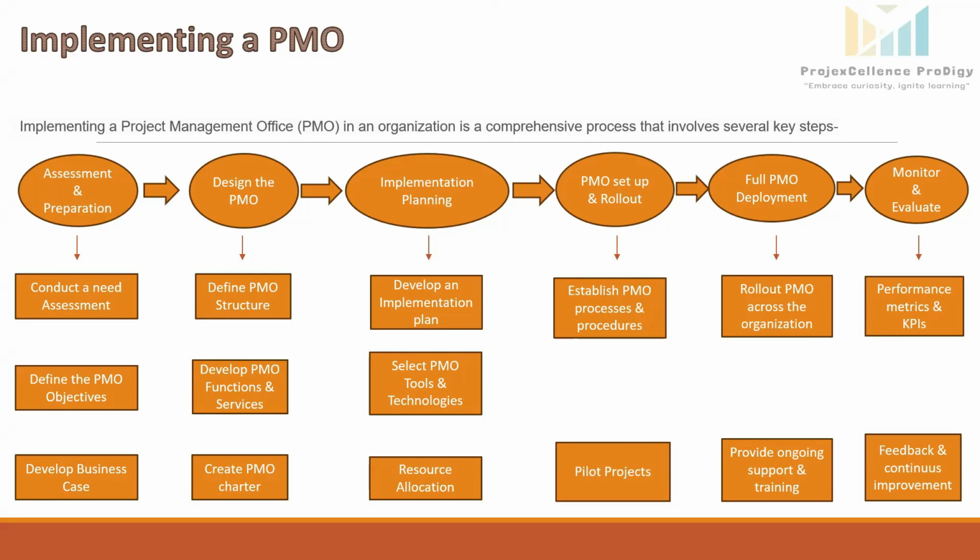So implementing a PMO is a strategic initiative that requires careful planning, execution, and continuous improvement. We can implement a feedback mechanism to gather feedback from project teams, stakeholders, and PMO staff. And based on the feedback, we can continuously improve the PMO processes, tools, and services. So that's all for now.